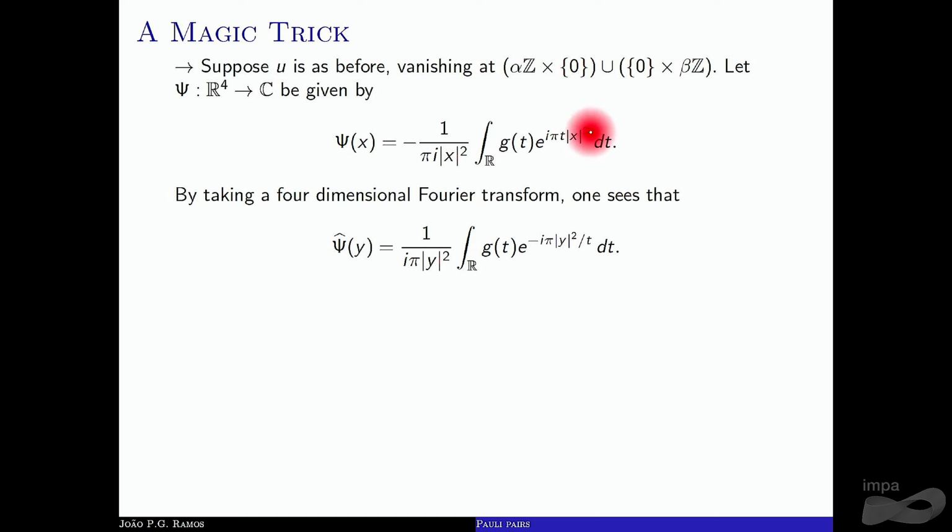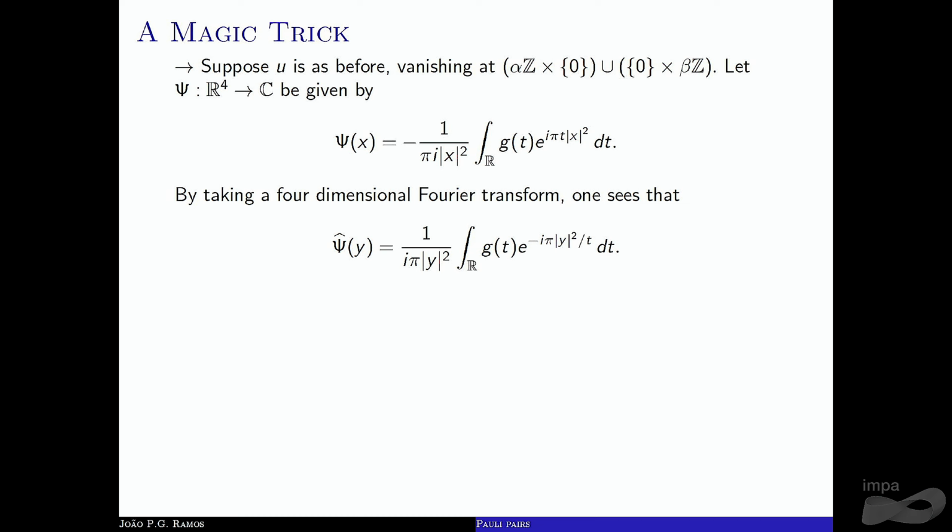And if we take a 4-dimensional Fourier transform, then something weird happens, which is that, well, if we take a Fourier transform of a Gaussian, it should be a Gaussian, but I should invert the intensity, right? So I get something like this. Well, I'm dividing by this 1 over x squared factor, but this actually also behaves well with respect to the Fourier transform.